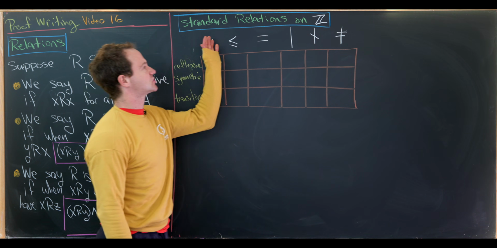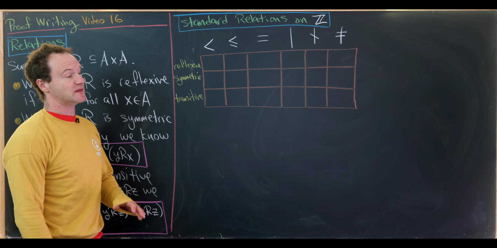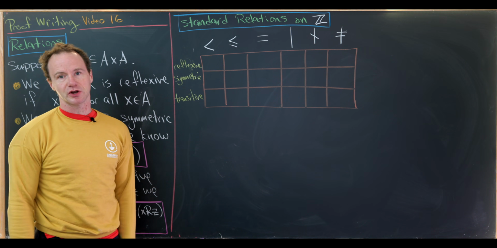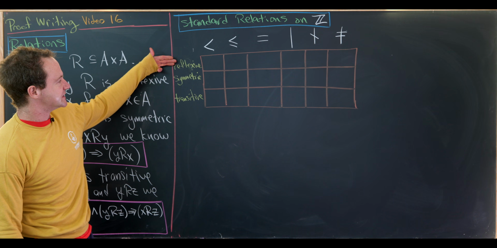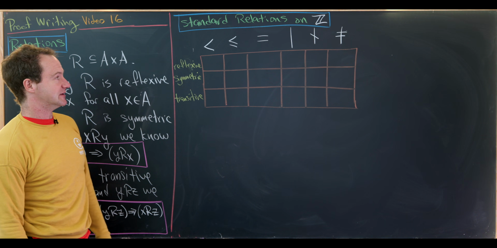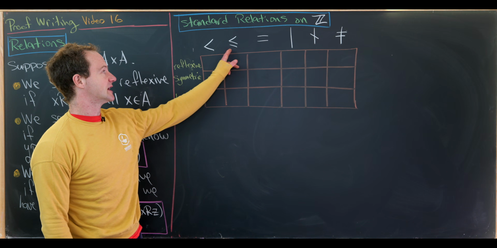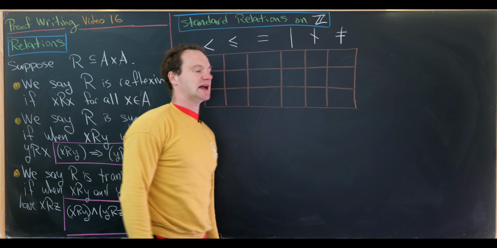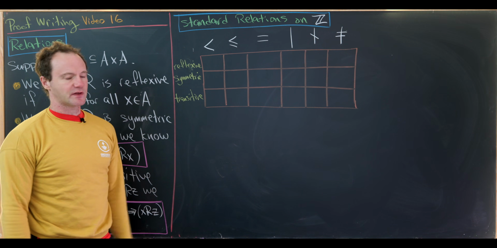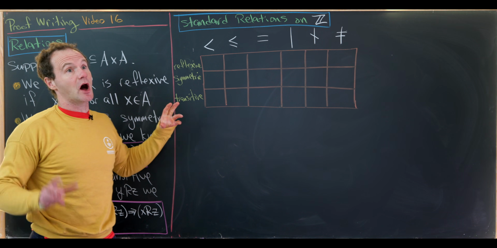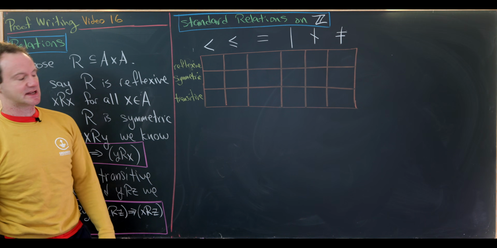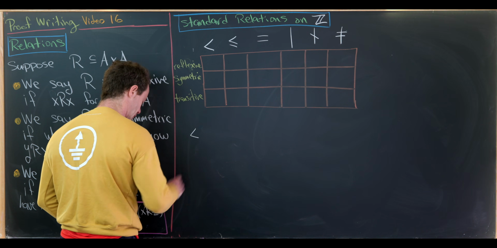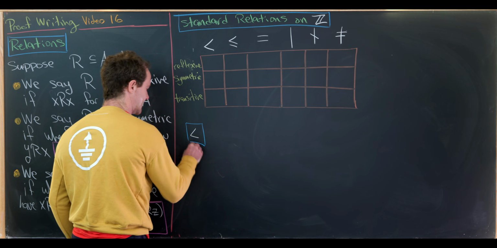Okay, so let's look at a chart of standard relations on the integers, and we'll prove some things about some of these relations and then just argue the properties of the rest. I have the properties here: reflexive, symmetric, transitive. And then I've got my relations: less than or equal to, divides, does not divide, and is not equal to. I don't have greater than or equal to, because that's really just a reflected version of less than or equal to. So let's start with the less than relation.